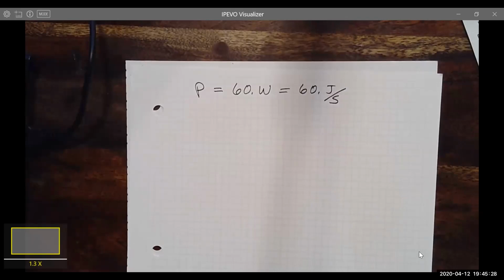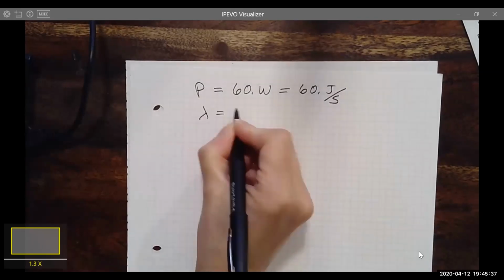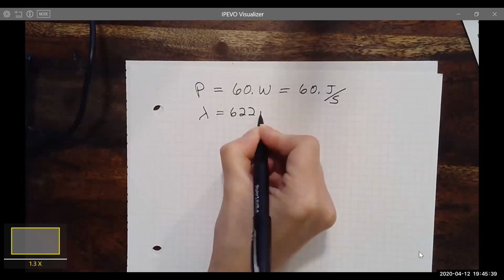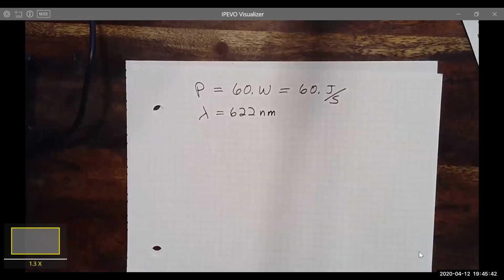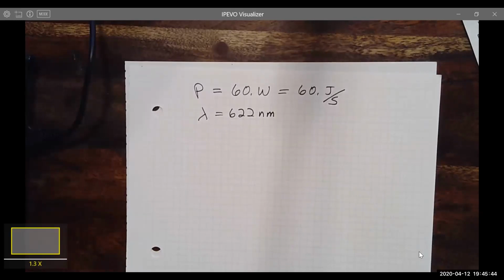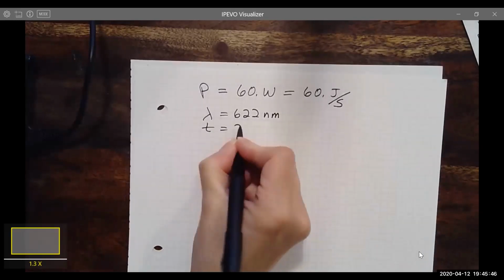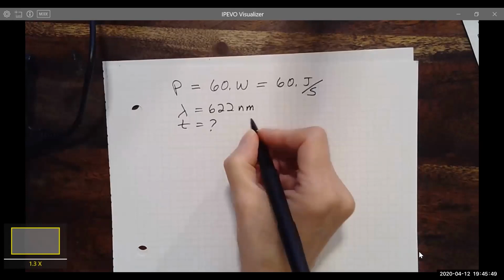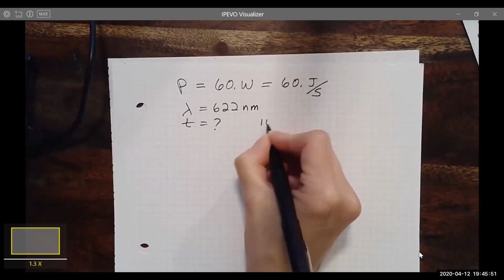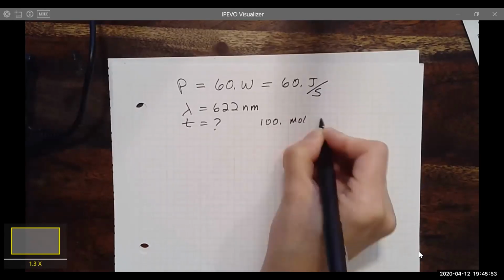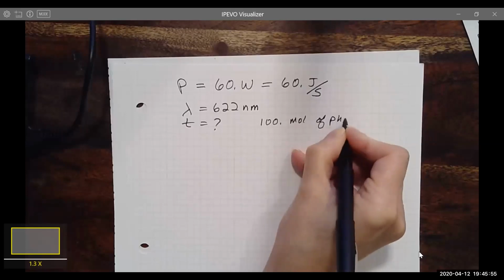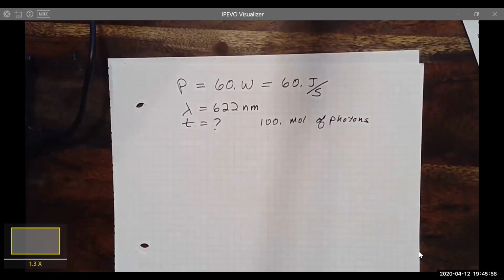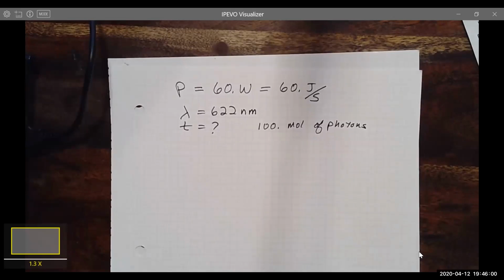Sorry, one sec, my paper out here. And it's telling us that the wavelength that this is emitting is 622 nanometers. And the question is, how long will it take? So we're looking for time. How much time will it take to release 100 moles of photons? So 1 mole is Avogadro's number, so we have 100 of those.